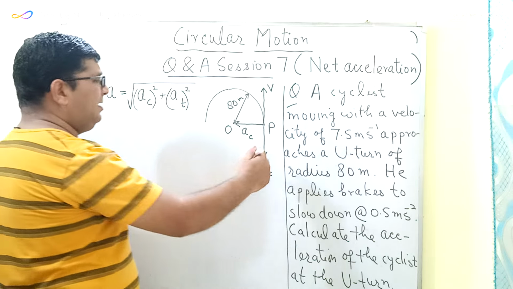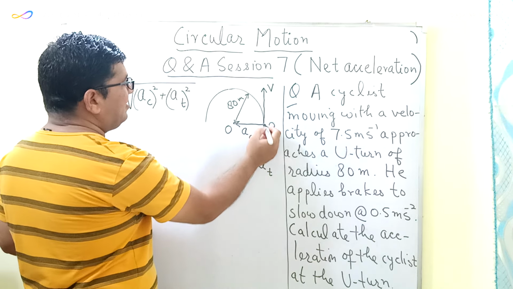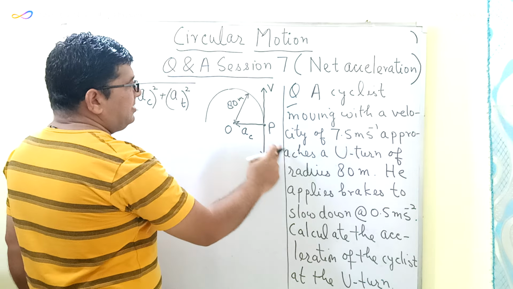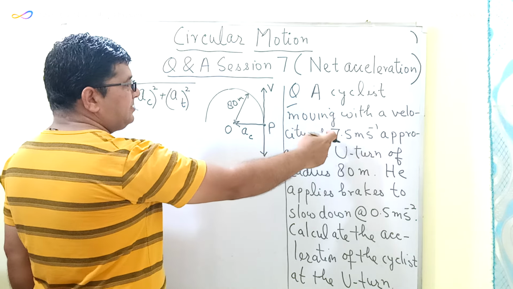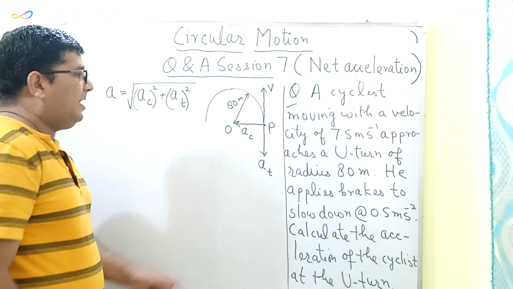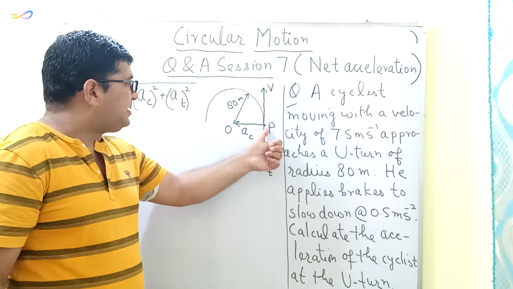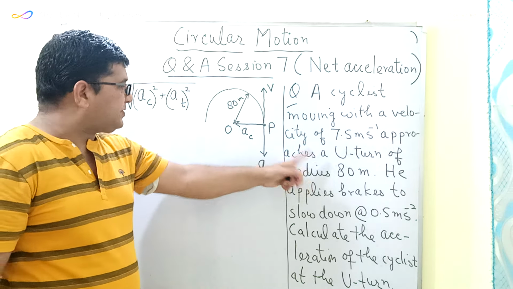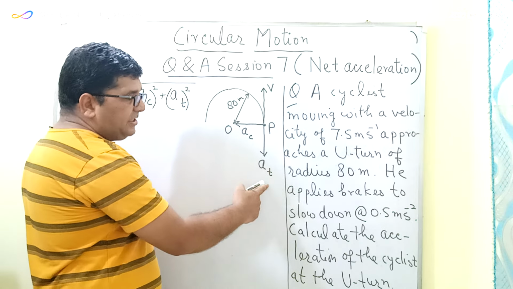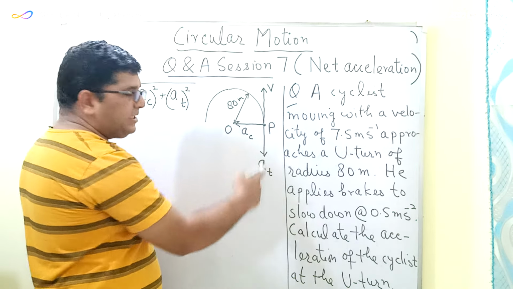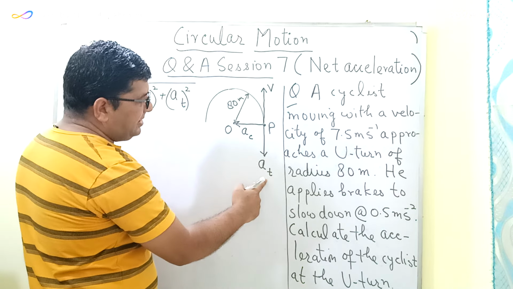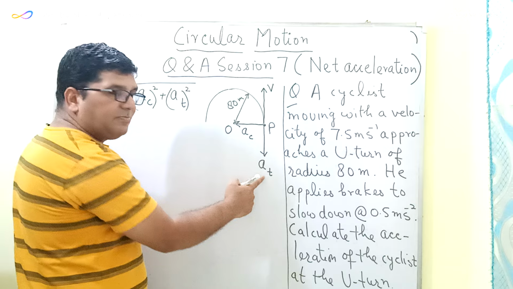Let us say this is the point P at which the cyclist applies the brake. At this point P, the velocity of the cyclist will be 7.5 meter per second. So when he applies the brake at this point, as he approaches this U-turn of radius 80 meter, what will happen? The tangential acceleration will be acting in the opposite direction of this velocity. So the direction of this tangential acceleration will be as indicated by this arrow.